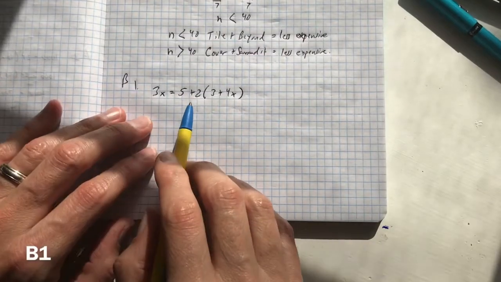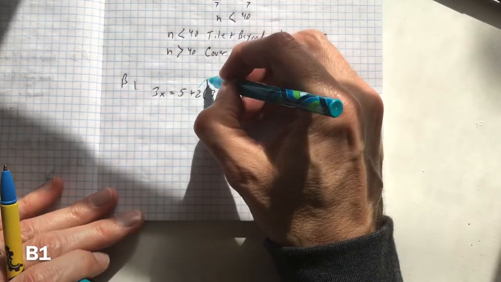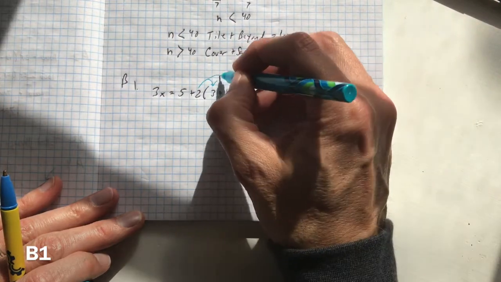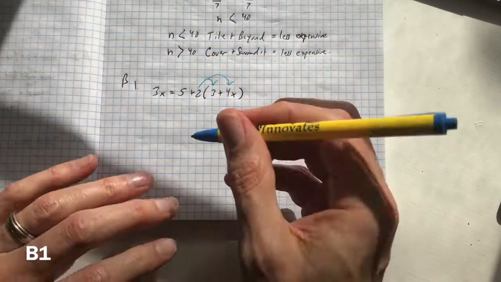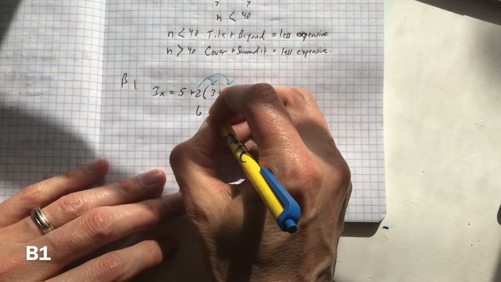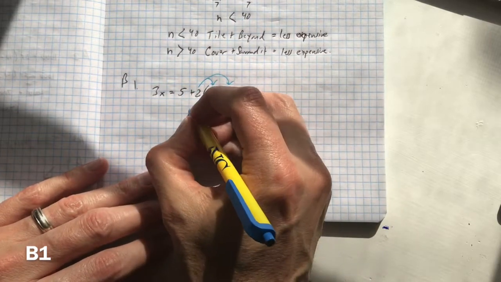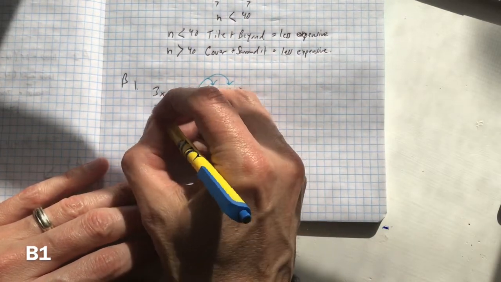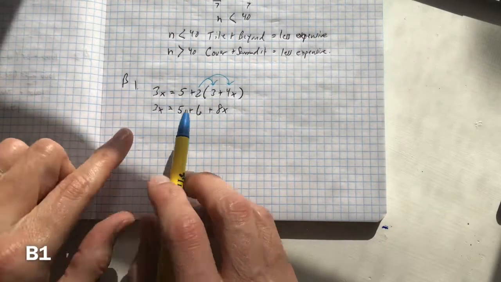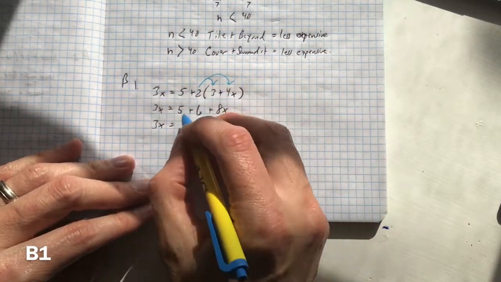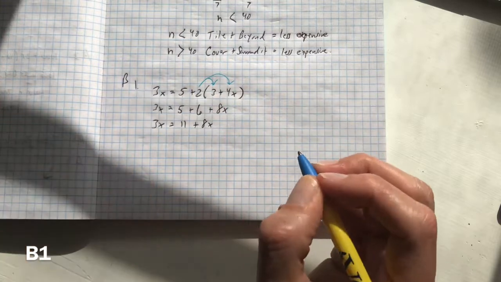Here we go, B1. First of all, we have the distributive property going. So I need to distribute the 2 times the 3 and the 2 times the 4x. When I do that, I will have 6 plus 8x. I also have my plus 5 here and my 3x. So I'll start simplifying: 3x is equal to 5 plus 6, which is 11, plus 8x.